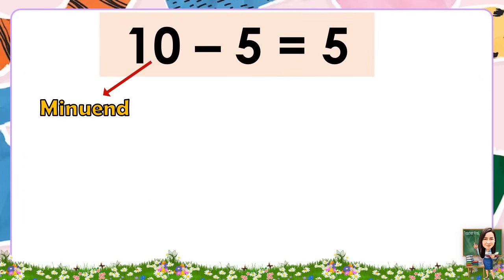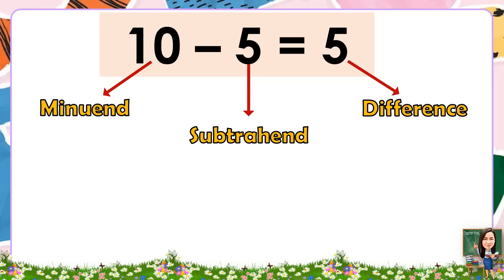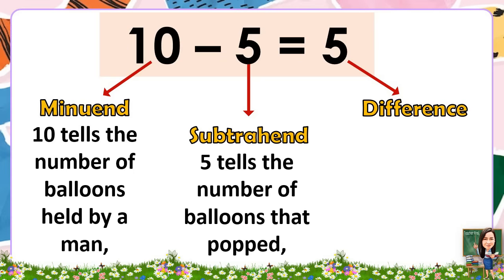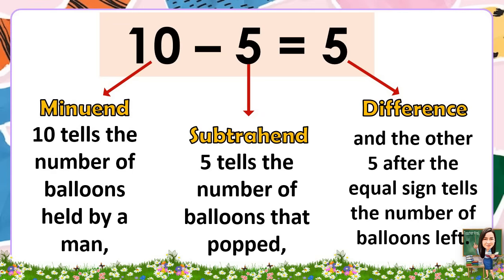10 is the minuend. 5 is the subtrahend. And 5 is the difference. 10 tells the number of balloons held by a man. 5 tells the number of balloons that pop. And the other 5 after the equal sign tells the number of balloons left.